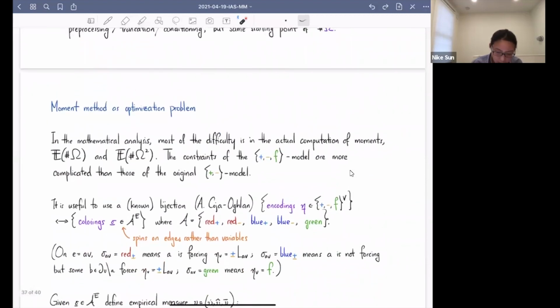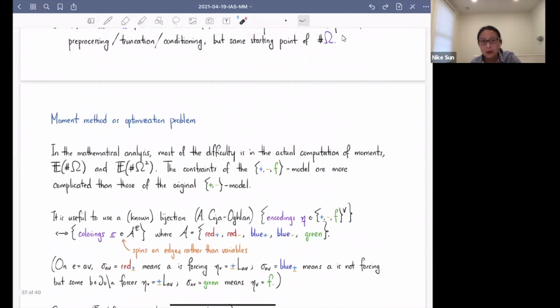In order to compute this, one thing that's quite useful is that there's a known bijection between these encodings, which are defined on the variables of the graph, and some other configurations, which are called colorings. I described the bijection here, but actually I'm not going to use anything about this bijection. The only thing I want to emphasize is that the spins for this model live on the edges of the graph rather than the variables.